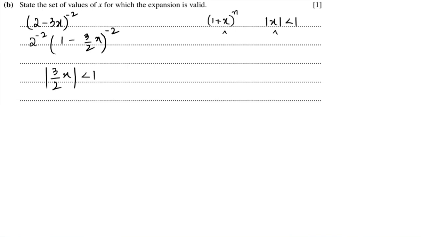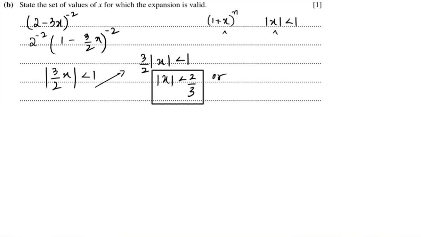So what more can you do about this? 3 over 2 is just a positive number, so you can pull it out, and mod x is less than 1. And finally, you can write it as mod x less than 2/3. So this is a correct way of giving this answer. Or maybe if you want to go one step further, you can also write this as x is within 2/3 or negative 2/3. So this is also a valid answer.